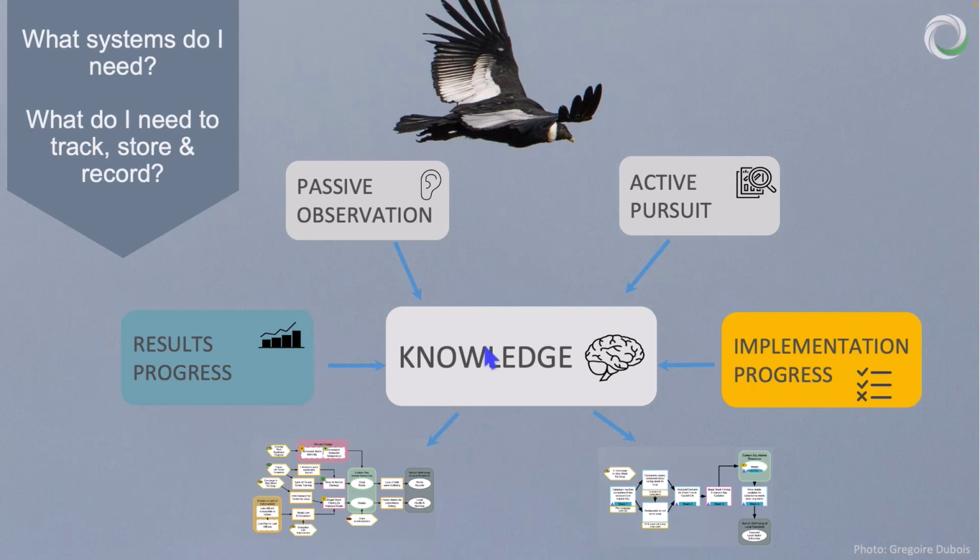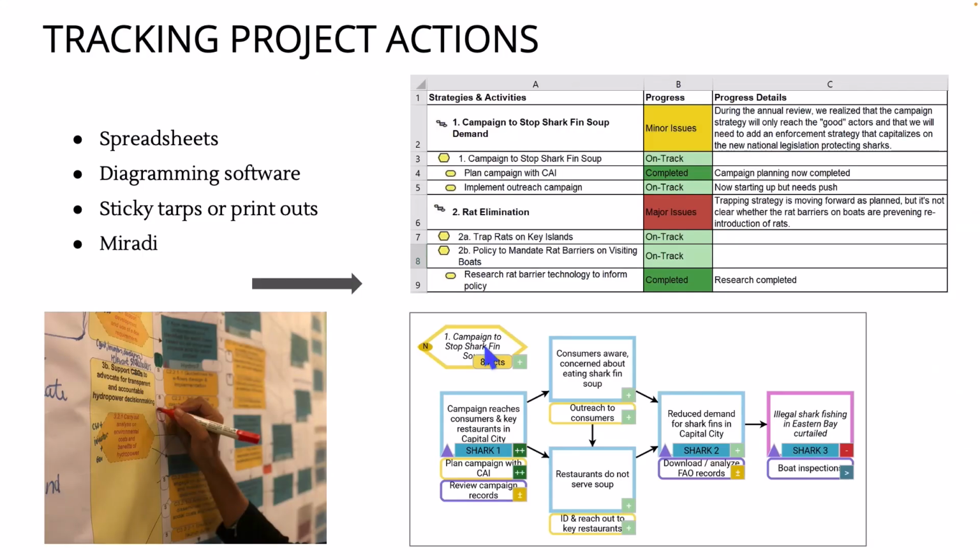In Module 6 of the Conservation Essentials Step 3 course, you may remember that we discussed the different systems you could use to store, manage, and record project data. This included implementation progress, tracking progress towards completion of your project actions. As we discussed in the Step 3 course, there are lots of ways to initially track project actions with your team. This can include spreadsheets like Excel or Google Sheets, diagramming software like Miro or Mural, or even sticky tarps or printouts, but ultimately these data will likely need to be recorded elsewhere for long-term storage and analysis.